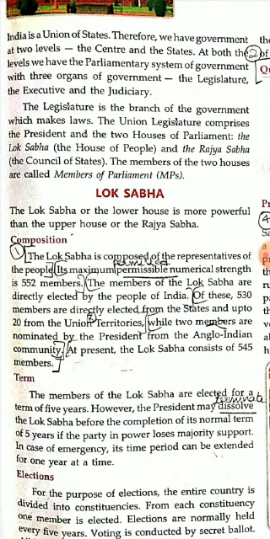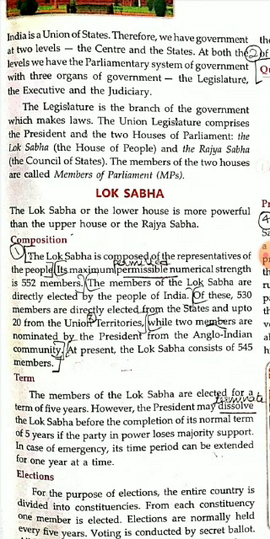Composition. The Lok Sabha is composed of the representatives of the people. So in the Lok Sabha, the members are elected by people. They are the people's representatives. Its maximum permissible numerical strength is 552 members. Permissible means permitted or allowed. So the maximum number of allowed members in the Lok Sabha is 552.